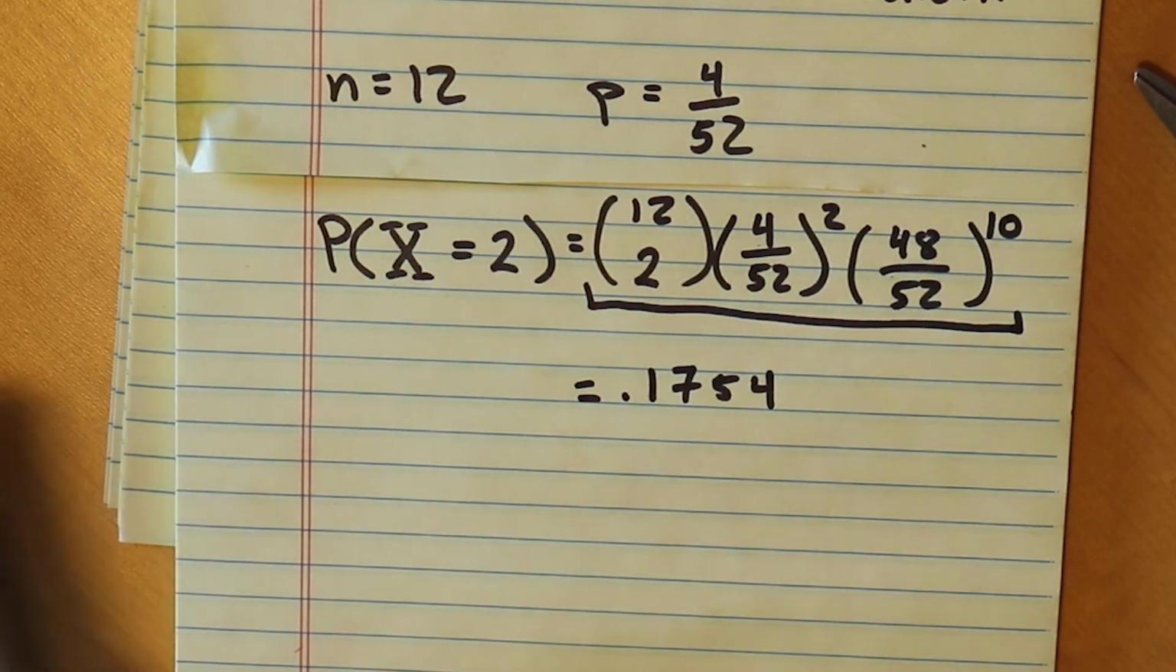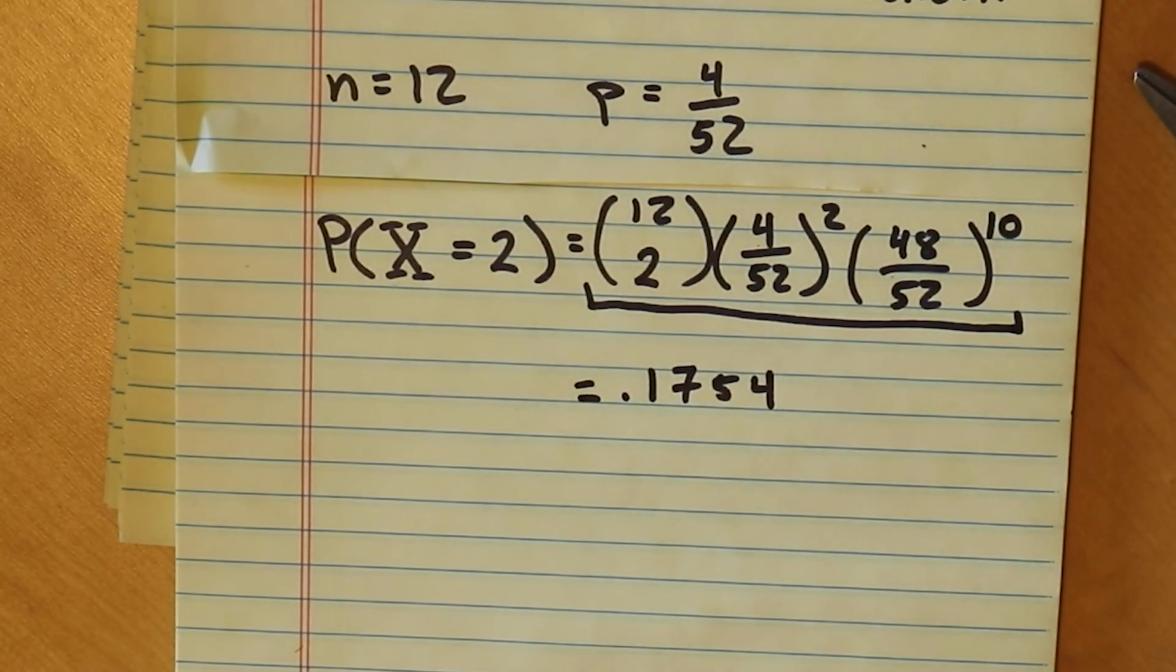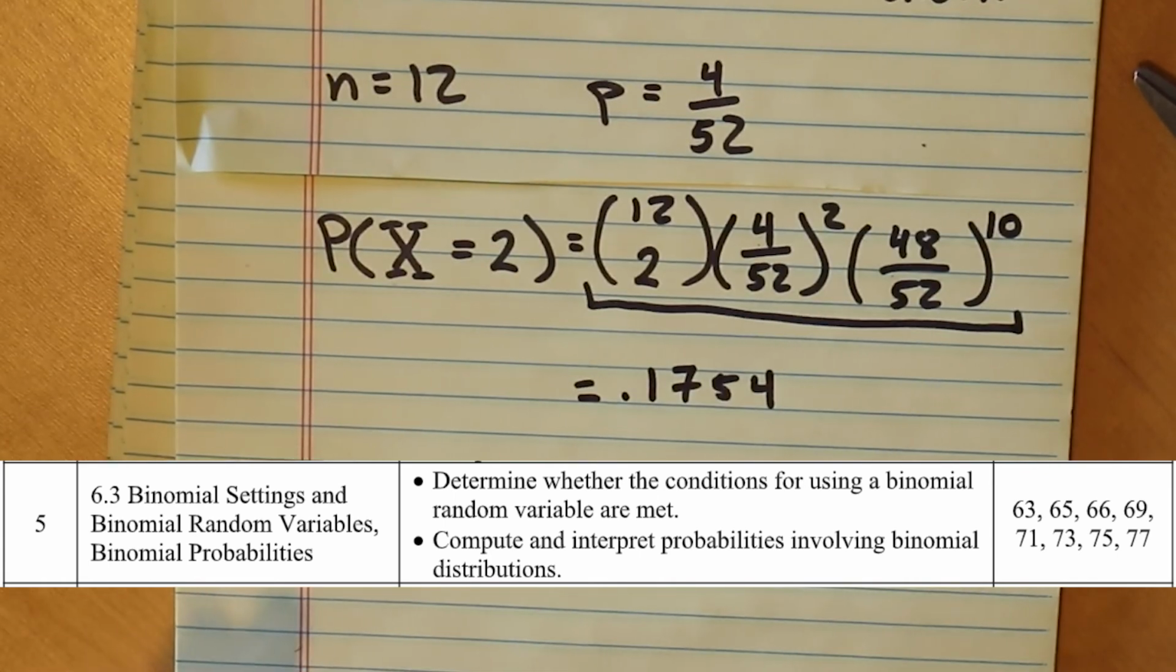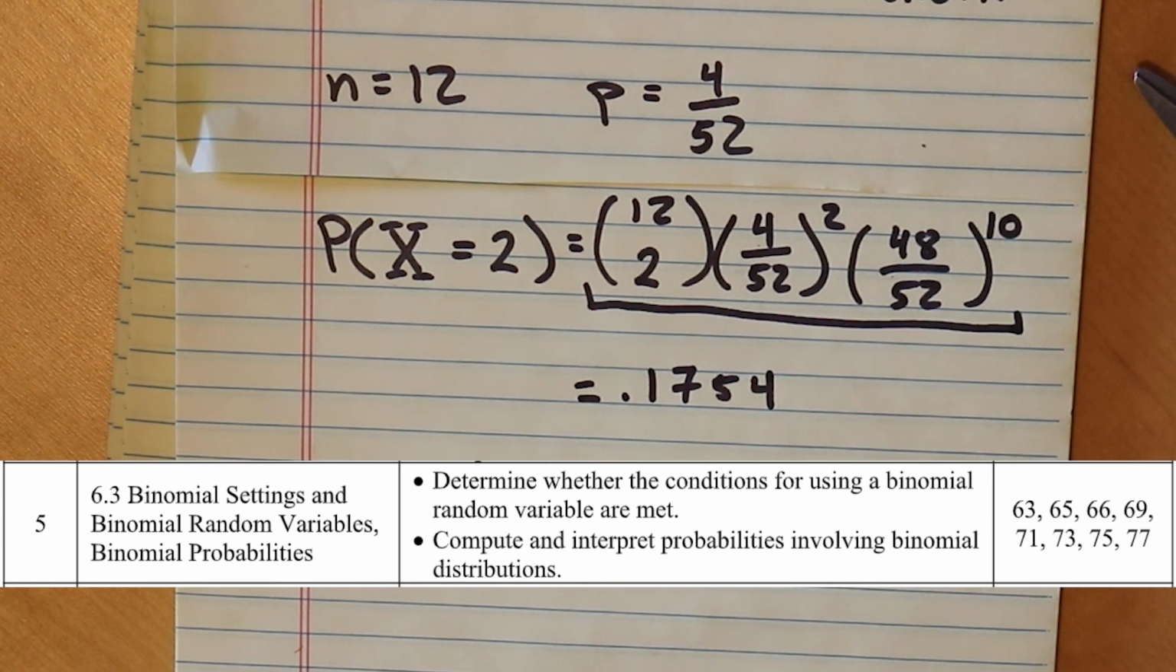We still have a lot of examples. I'm going to assign some suggested practice. Here is your suggested practice for 6.3, day 5. You should be able to recognize a binomial setting, and you should be able to calculate binomial probabilities.